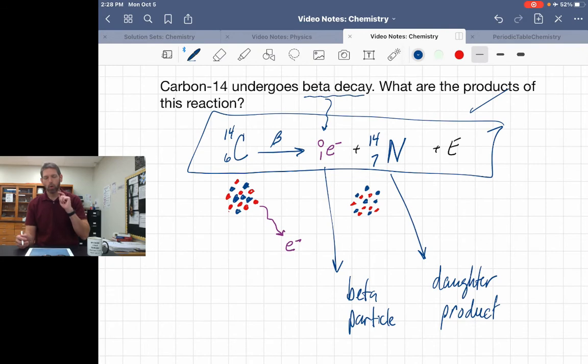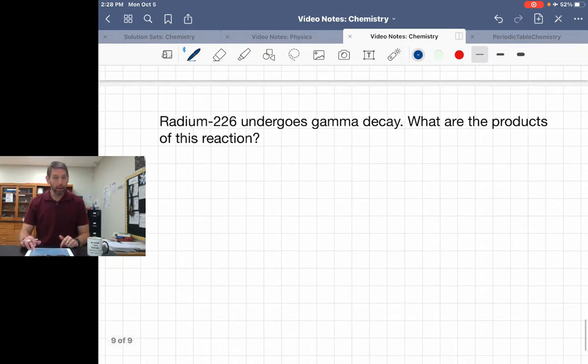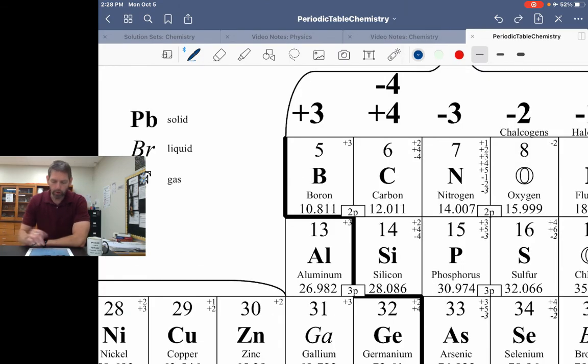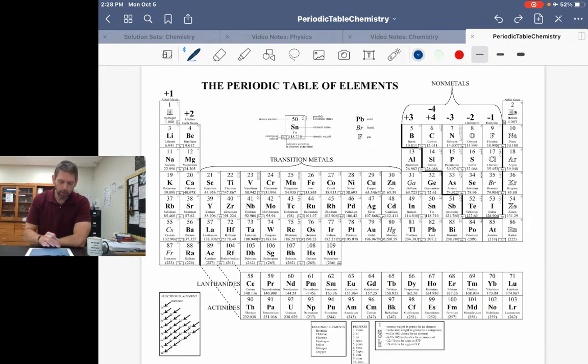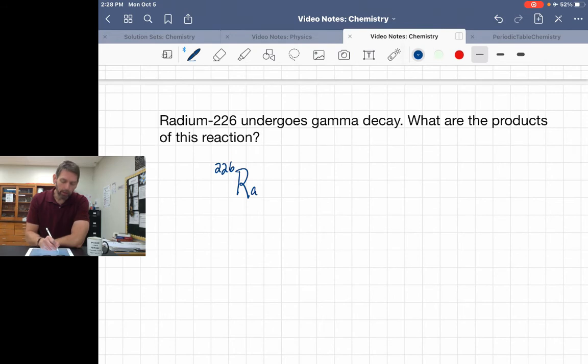Let's do one other example. I want to look at gamma decay. We have radium-226. Okay, so let's go to the periodic table. Let me pinch the zoom back. And radium is down here at the very bottom of period 2. So radium-226, and it has a mass of 88. I'm sorry, it has an atomic number of 88. The mass is 226. So this is undergoing gamma decay.